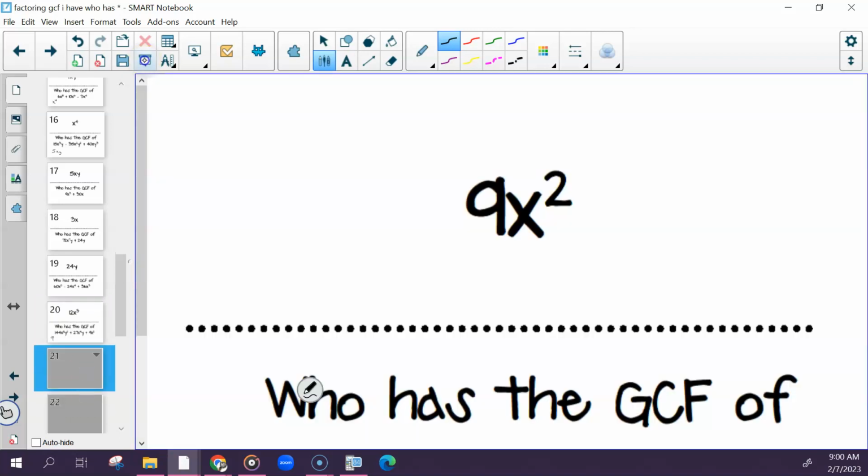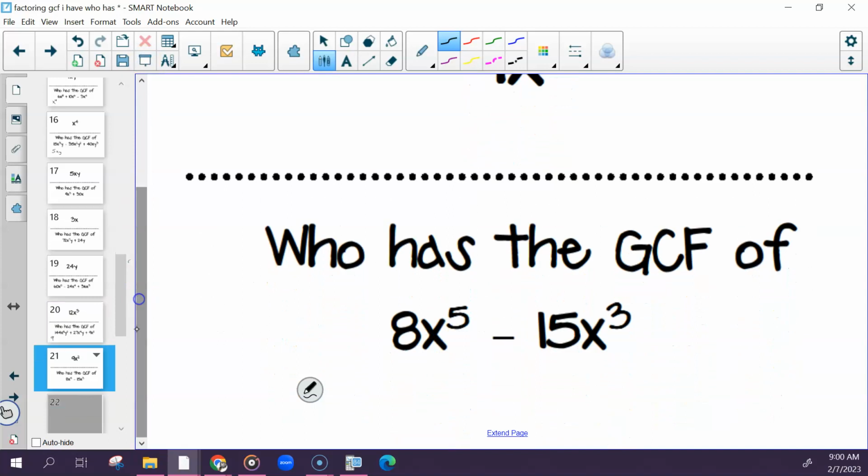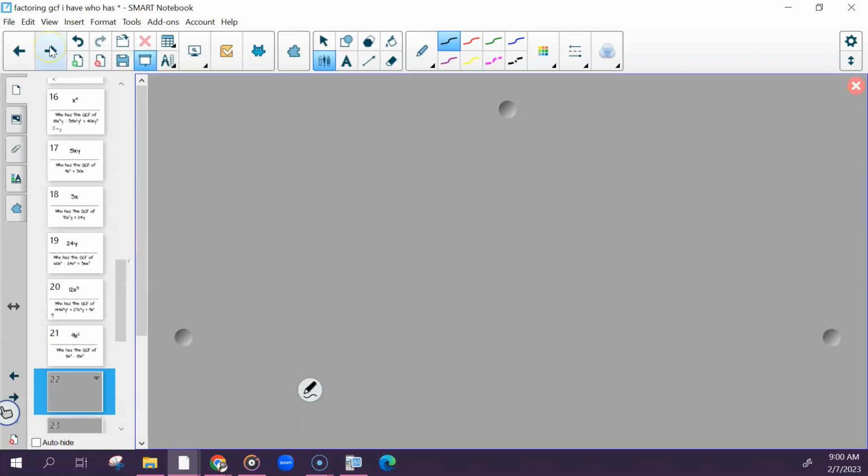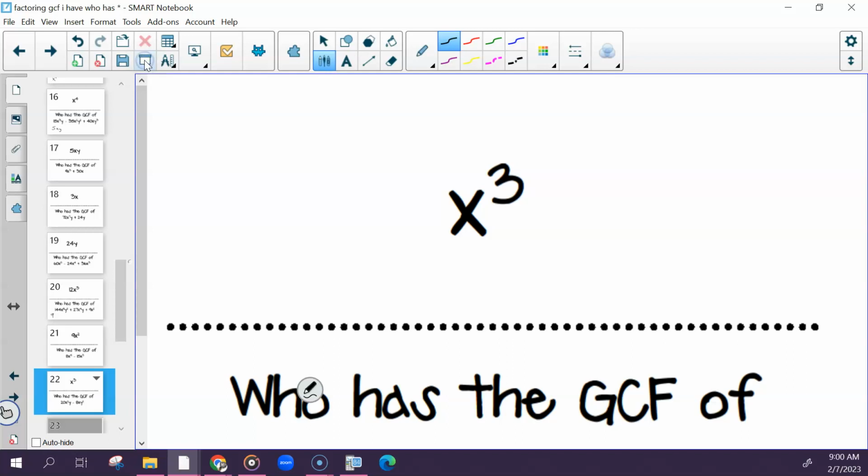Read the rest. Then whoever has that one, you're up next. That might be me, actually. X to the third, yeah. So x to the third is the GCF. Who has the GCF of 20x squared y minus 8xy squared?